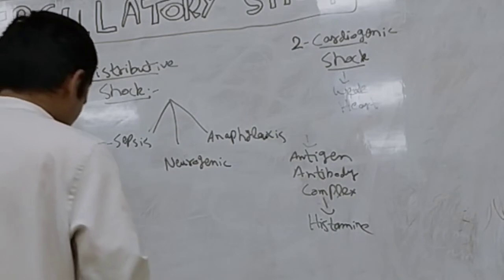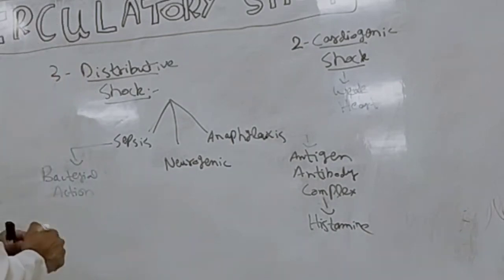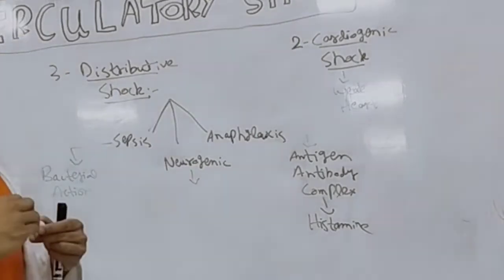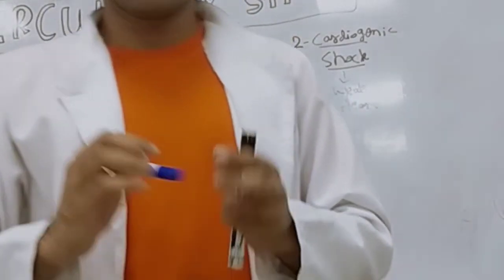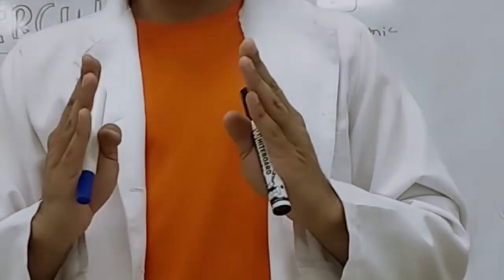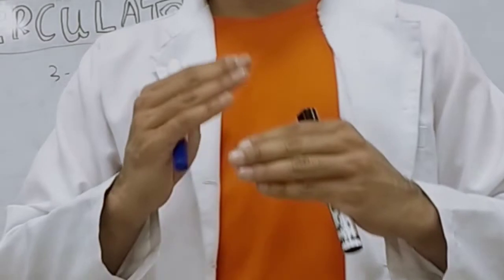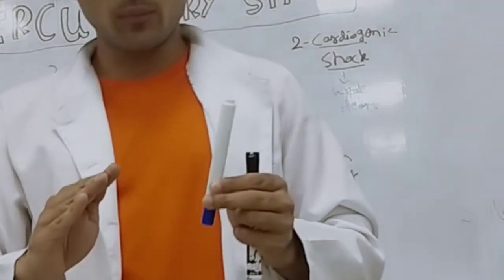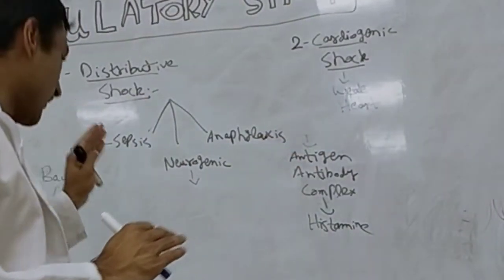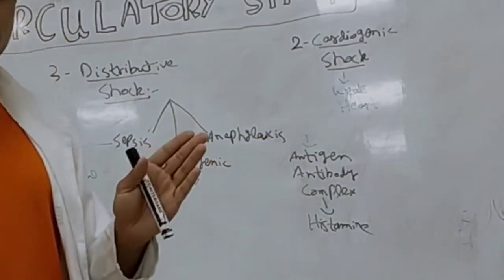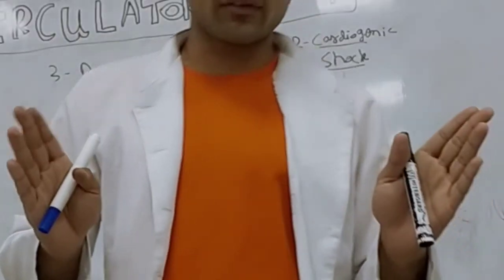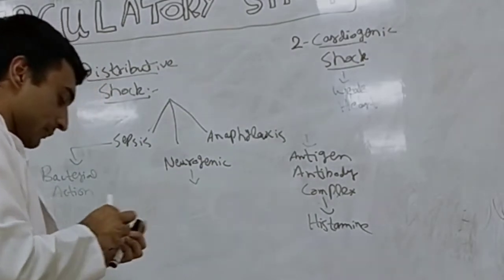Then we have furthermore the neurogenic. So in the neurogenic shock, what happens? There is the depression of the vasomotor center. The vasomotor center is responsible for the release of the sympathetic impulses. So if the vasomotor center is depressed, what would happen? Depression of the vasomotor center would decrease the total peripheral resistance, and a decrease of the total peripheral resistance can lead to the circulatory shock.